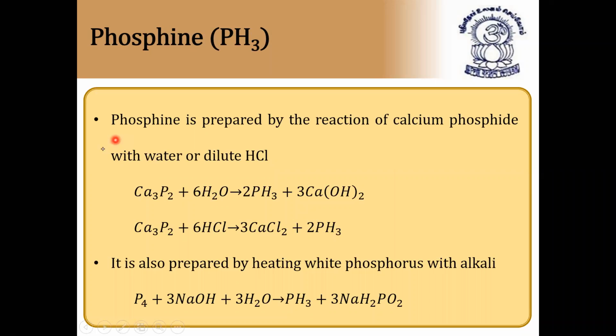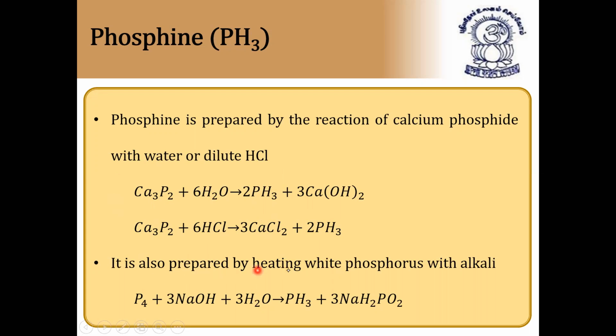Now, phosphine. The first compound of phosphorus is phosphine. Phosphine is a hydride of phosphorus, because it is phosphorus combined with hydrogen. And it is prepared by the reaction of calcium phosphide, Ca3P2, with water or dilute HCl. Calcium phosphide on reaction with water forms phosphine gas, which is highly poisonous, and calcium hydroxide. With dilute HCl, it forms calcium chloride and phosphine. So this is the preparation of phosphine.